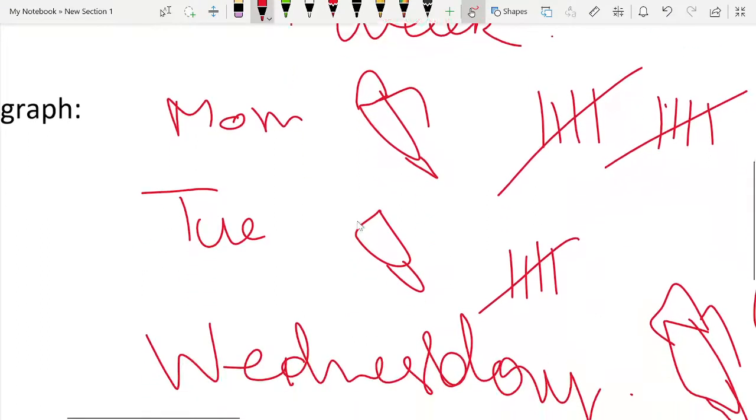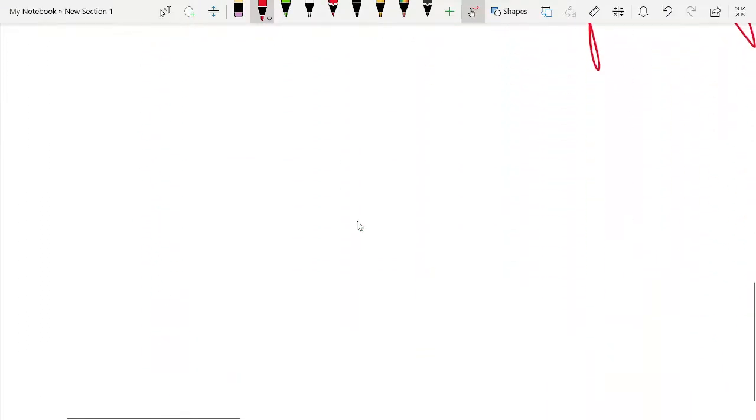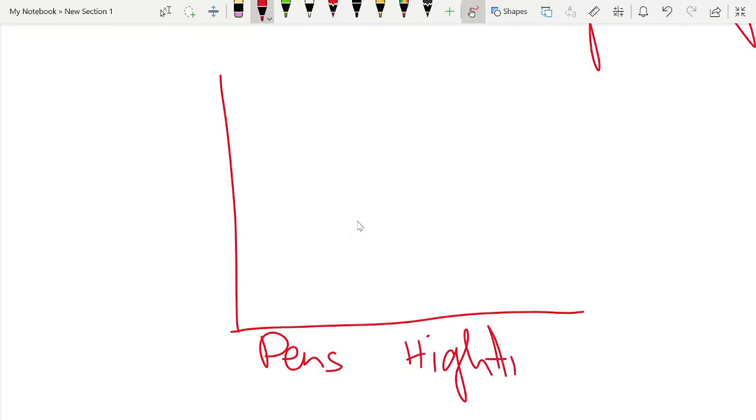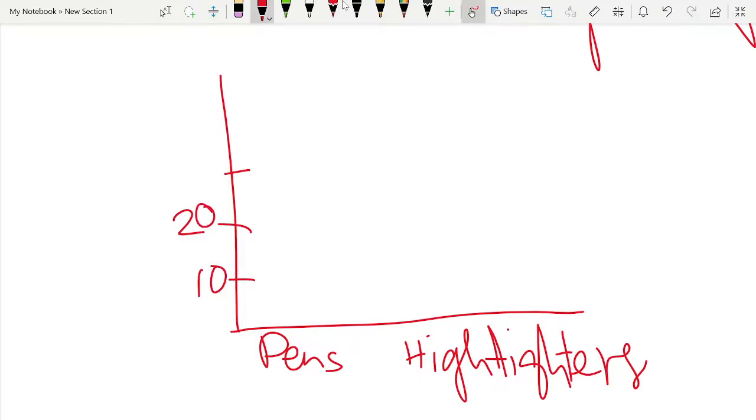Now, how can you do that? How can you show that on a bar graph? Now, you also have pens. You have pens, obviously, on that store, but you also have highlighters. Okay? So you've got Wednesday. Let's do 10, 20, and 30. Now, what are double bar graphs?